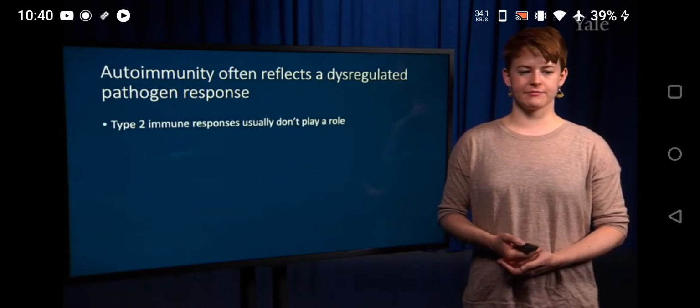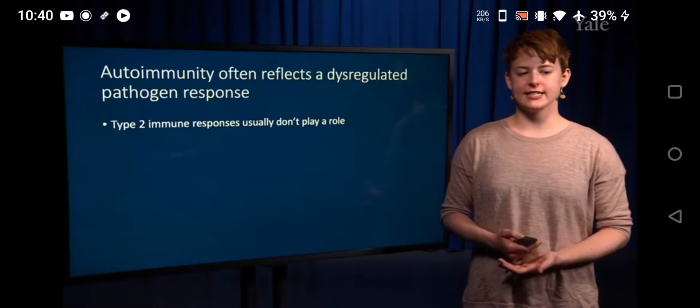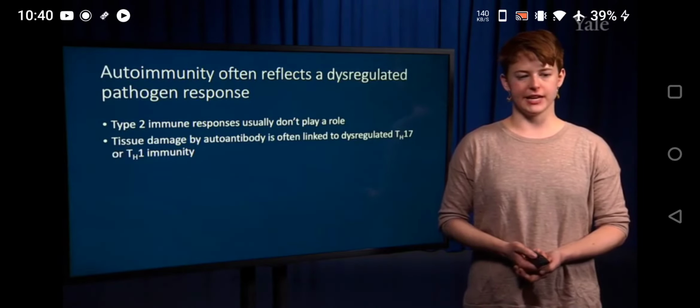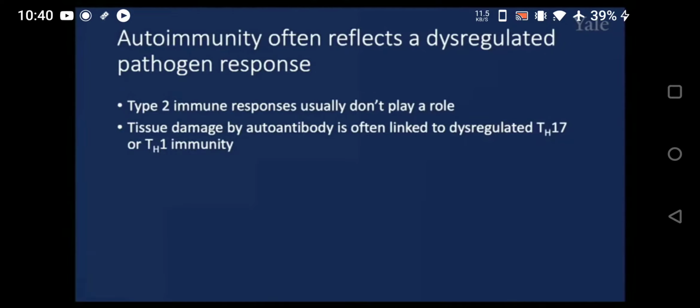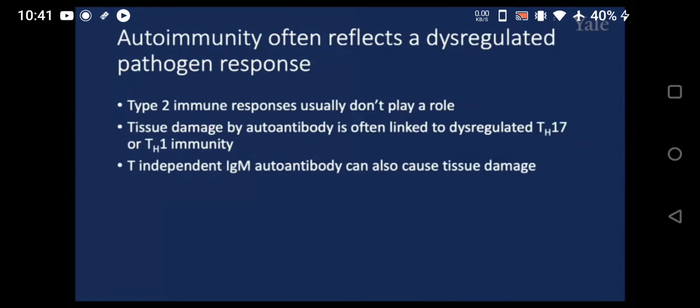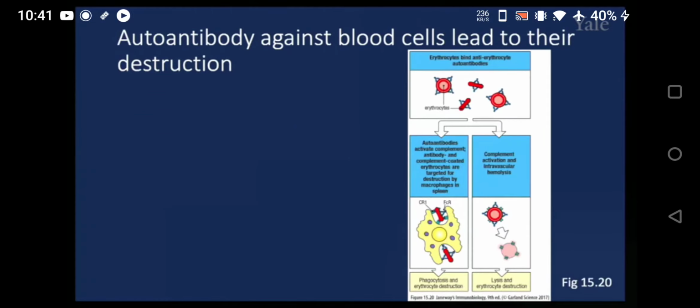So we see that type 2 immune responses usually don't play a role, but tissue damage by autoantibody is more likely linked to dysregulated Th17 or Th1 immune responses. We can also see T-independent IgM autoantibody that can cause tissue damage by the formation of immune complexes. So autoantibody against blood cells can lead to their destruction. So this is one example of how autoantibody can cause autoimmune disease.